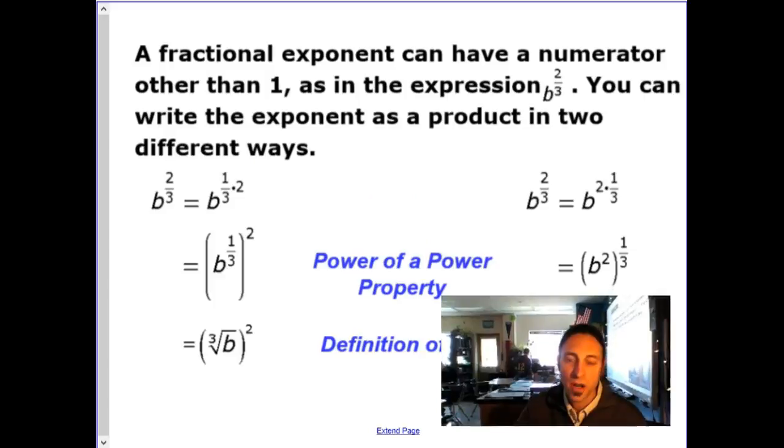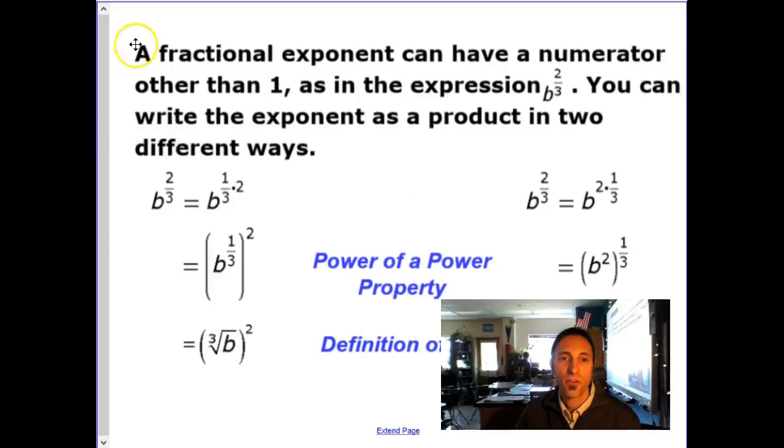So the next part of this conversation is that a fractional exponent can have a numerator other than 1. Up to this point, we've been saying 1 over 3, 1 over 7, 1 over 5. But now take a look at this example. Any number to an exponent can be rewritten a number of ways. So b to the 2/3 is the same as multiplying these 2 exponents together: 2 times 1/3 or 1/3 times 2. The way of thinking about that is, in this case I'm going to take the cube root of a number first and then square it.